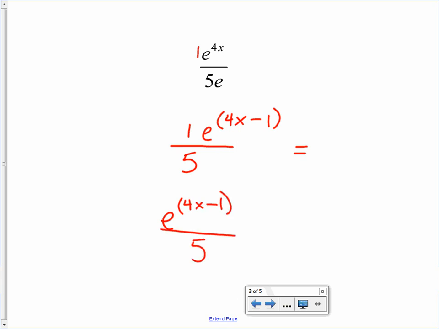Okay? But you do want to show that exponent in parentheses, that 4x minus 1. It just looks neater to group that exponent together as a 4x minus 1. So it's e to the 4x minus 1 power over 5.